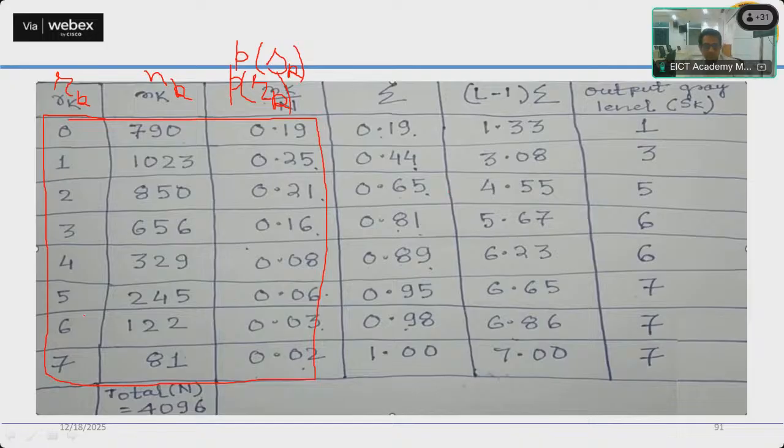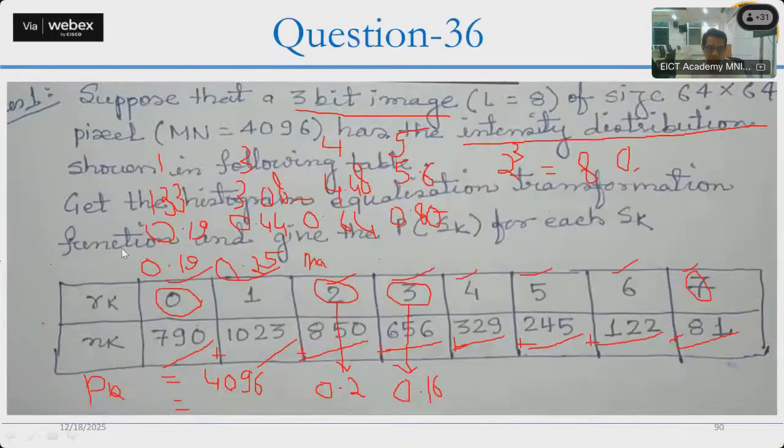If you see the problem here, R of K is, go to the problem, a 3-bit image only. 3-bit means the maximum value can be 111, so there are a total of 8 values. The maximum value can be 7 only. So it is from 0 to 7. That is R of K.